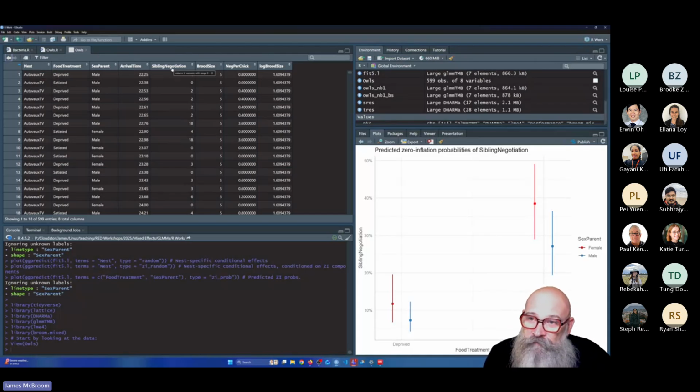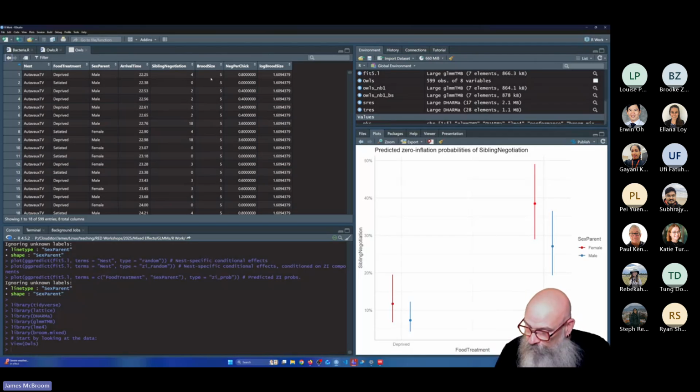Sibling negotiation is our main response variable. It's the number of begging attempts by the siblings in a nest in a certain time period. So for instance, there were 4 attempts at begging from the male parent for food in this particular nest when it was in a deprived food state in that top row.